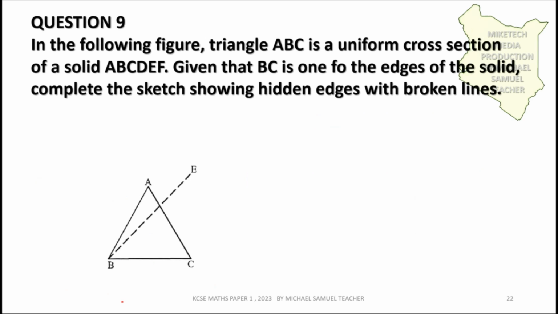Next, we move to question 9. So for question 9, it's a triangle ABC, which is a uniform cross section of solid ABCDEF. Given that BC is one of the edges of the solid, complete the sketch showing hidden edges with broken line.